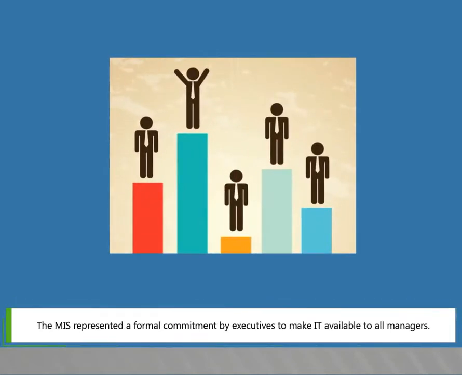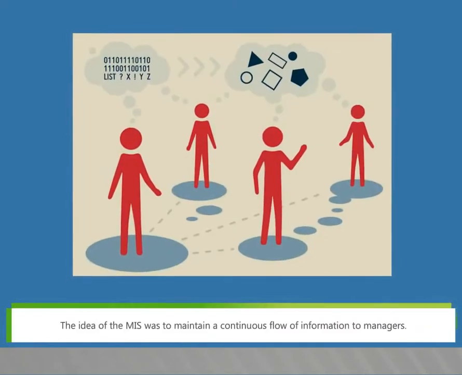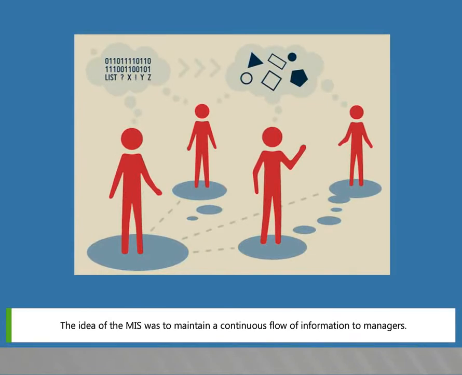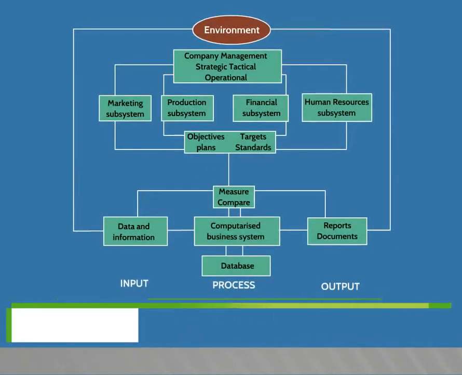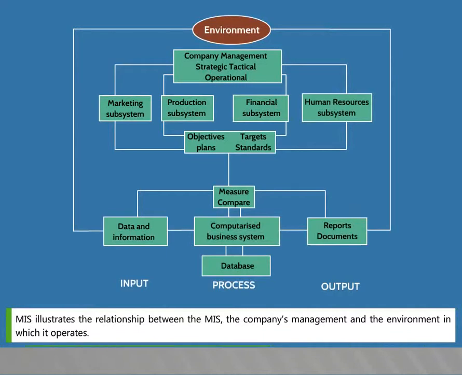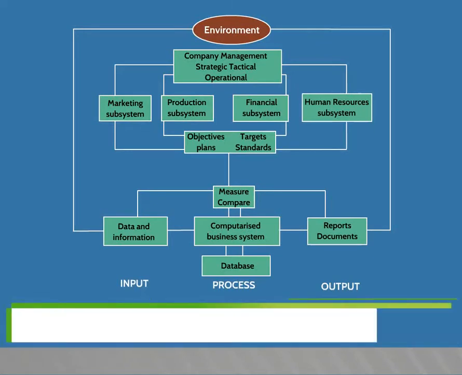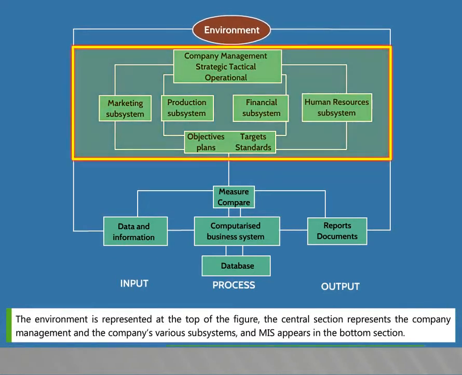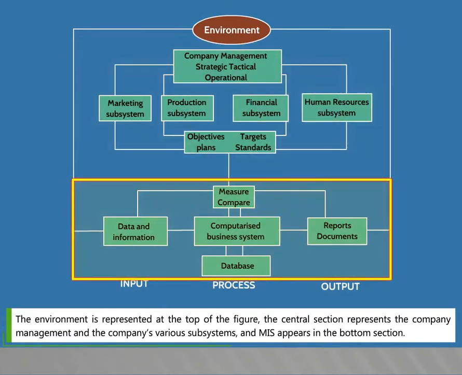The MIS represented a formal commitment by executives to make IT available to all managers. The idea of the MIS was to maintain a continuous flow of information to managers. The figure illustrates the relationship between the MIS, the company's management, and the environment in which it operates. The environment is represented at the top of the figure. The central section represents the company's management and the company's various subsystems, and the MIS appears in the bottom section.